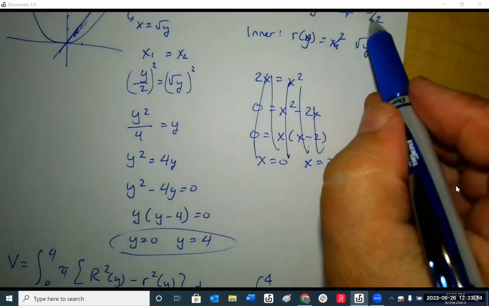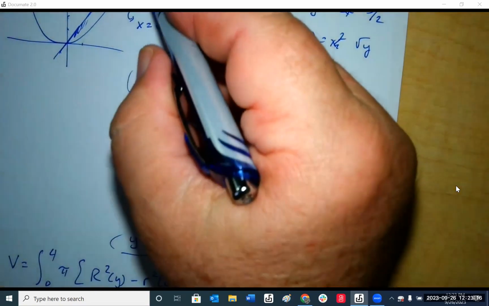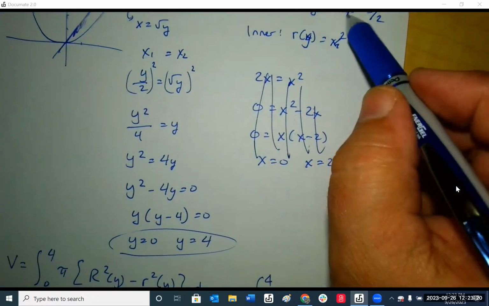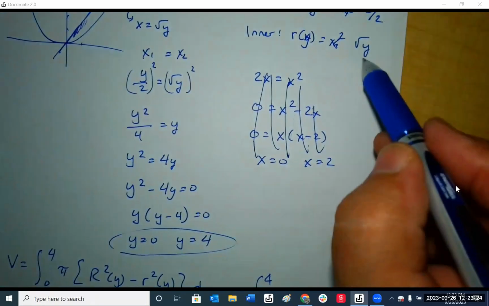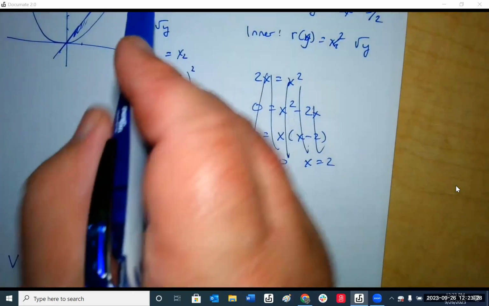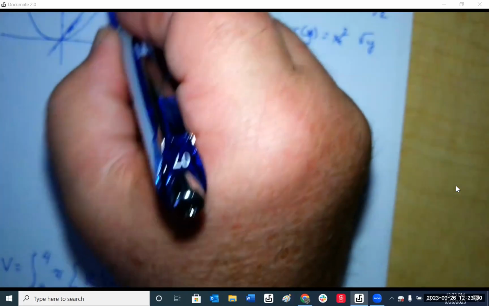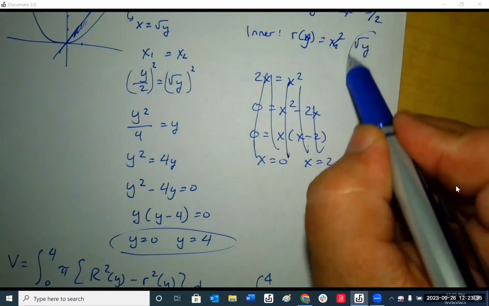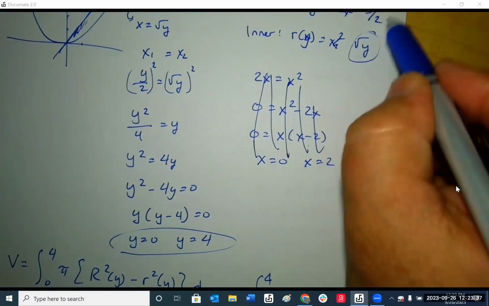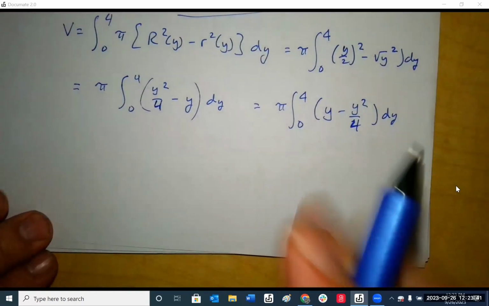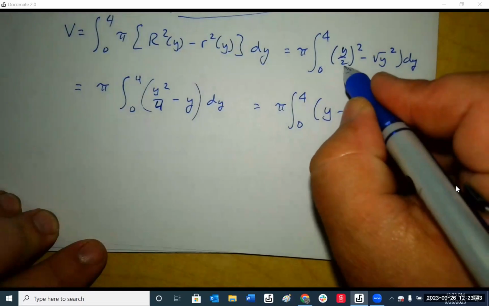Because originally this Y equals 2X was my outer one. And the other one, the X squared, was my inner one. But when I changed the bounds of integration, this one is now my outer one. So this is my outer one, this is my inner one. So these are swapped.